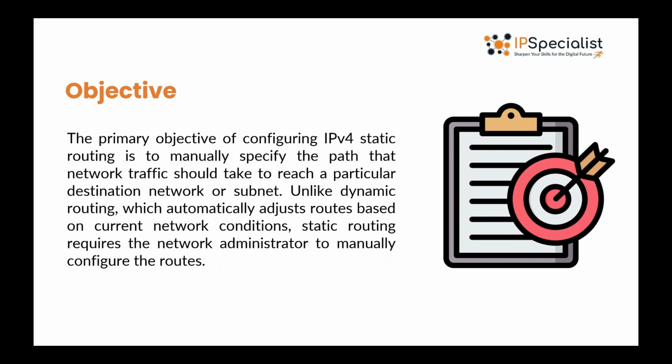Okay, now let's discuss the objective of the lab. The primary objective of configuring IPv4 static routing is to manually specify the path that network traffic should take to reach a particular destination network or subnet. Unlike dynamic routing, which automatically adjusts routes based on current network conditions, static routing requires the network administrator to manually configure the routes.